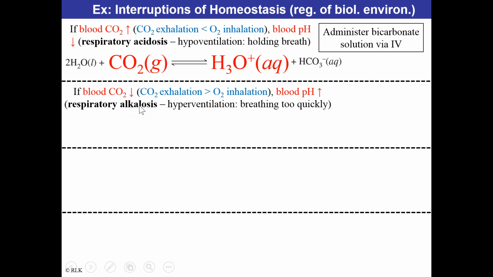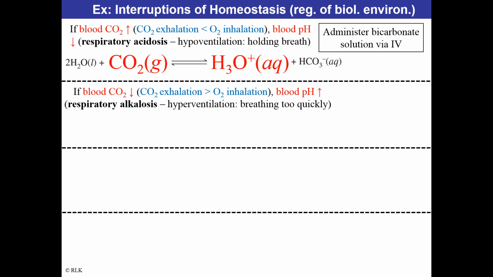Alternatively, if your blood CO2 decreases, your blood pH will then increase. What happens here? CO2 exhalation is greater than your O2 inhalation. So hyperventilation is something that usually happens, right? Respiratory alkalosis, they call this.